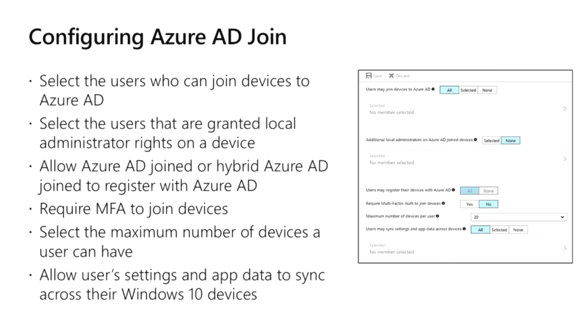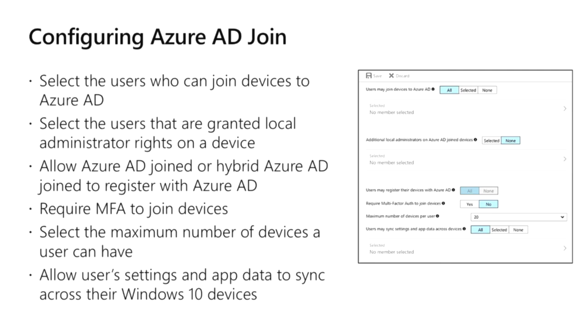Another option is additional local administrators on Azure AD Join devices. So you can select the users that are granted local admin rights on the device. Users added here are added to the device administrator's role in Azure AD, and global administrators in Azure AD and device owners are granted local administration rights by default. This option is a premium edition capability available through products such as Azure AD Premium or the Enterprise Mobility Suite, or shortly EMS.